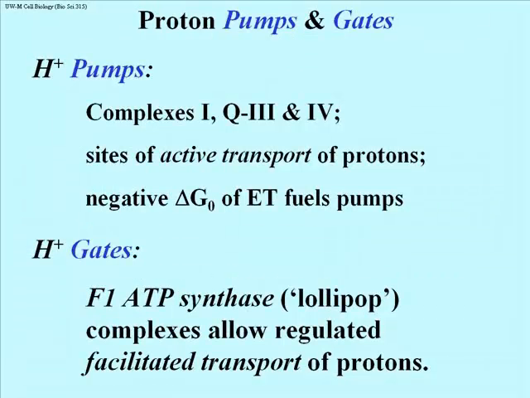The process of active transport that pumps protons, followed by the regulated relief of the proton gradient through a proton gate, is the essence of oxidative phosphorylation. As summarized on this slide, the pumps are coenzyme Q and respiratory complexes 1 and 4, as I mentioned. They are fueled by the negative free energy change of their redox reactions, and the F1 ATP synthase is a regulated proton gate using free energy stored in the proton gradient to make ATP. Think about why these gates are regulated.